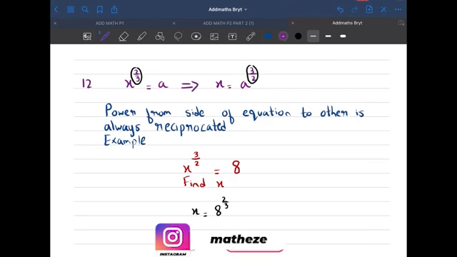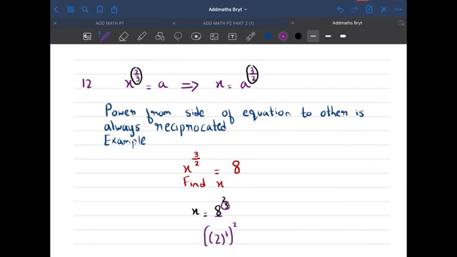First, you see the power of the denominator. What is it? 3. Can 8 be converted to power 3? Yes. I can write (2 cube) power 2 upon 3. Now you're going to cancel 3, 3. That's going to be 2 square, that's 4.